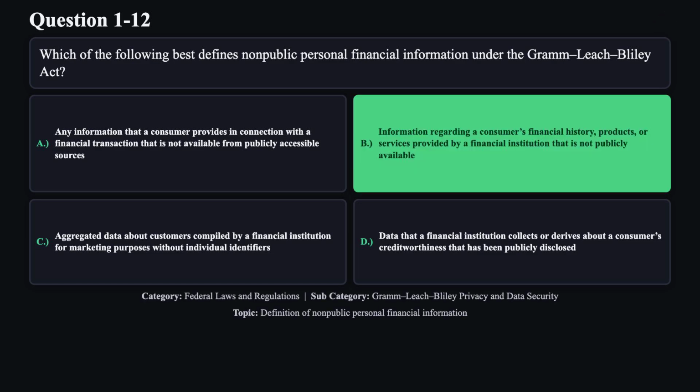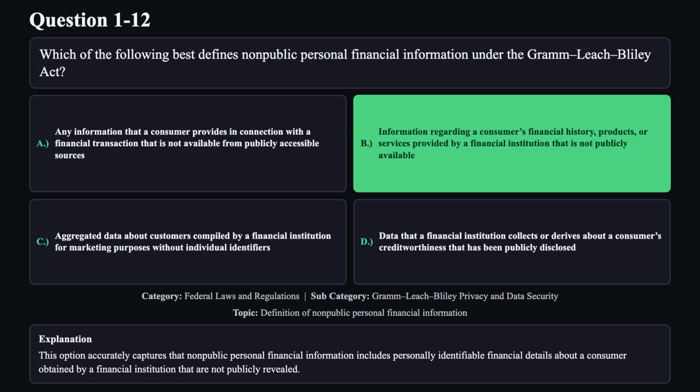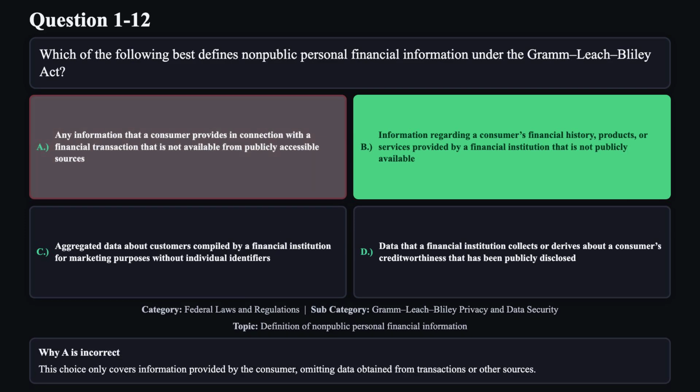The correct answer is B. This option accurately captures that non-public personal financial information includes personally identifiable financial details about a consumer obtained by a financial institution that are not publicly revealed. Reason A is not correct. This choice only covers information provided by the consumer, omitting data obtained from transactions or other sources.